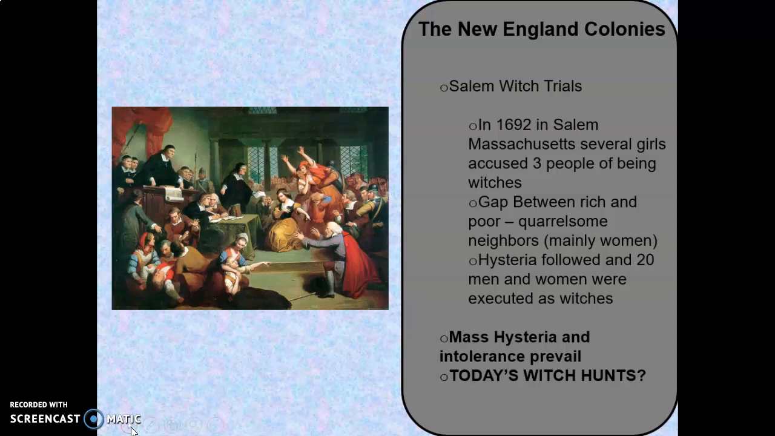Intolerance prevailed in this area. It's basically a dark chapter in New England history. Think of some of today's witch hunts. You'll be getting into, think about the political witch hunts. Think about the Red Scare of the 1950s when you get to American II. Think about the Red Scare of the 1920s in U.S. history. So we do see this mass hysteria even today. And you can think about our modern day pandemic, people sometimes get hysterical about that.